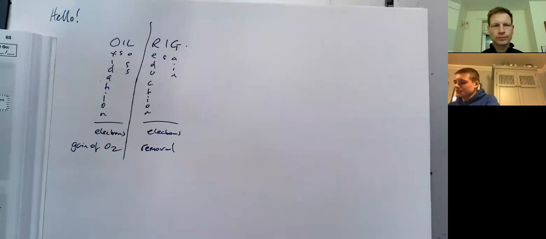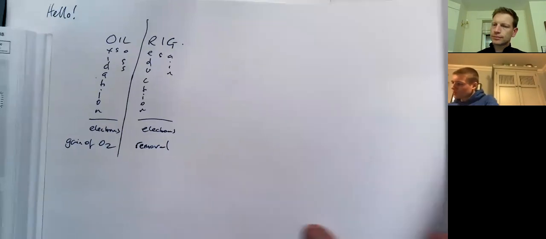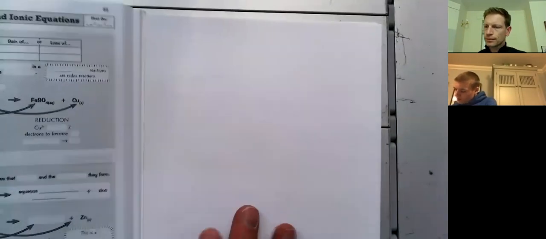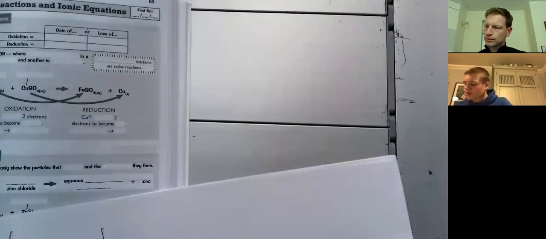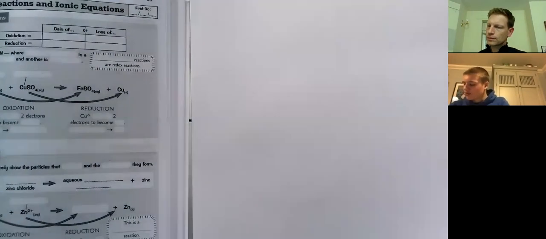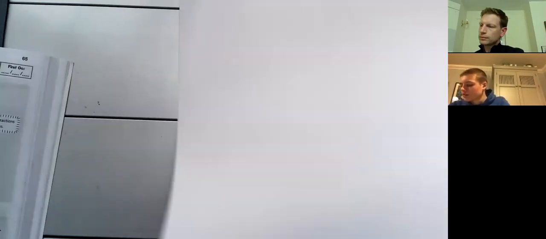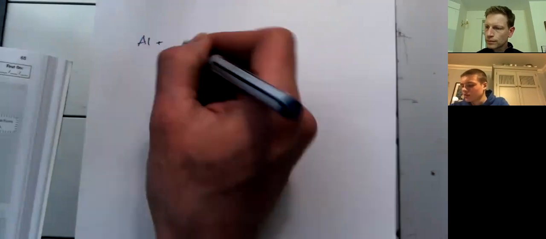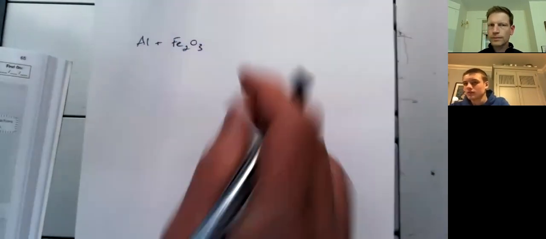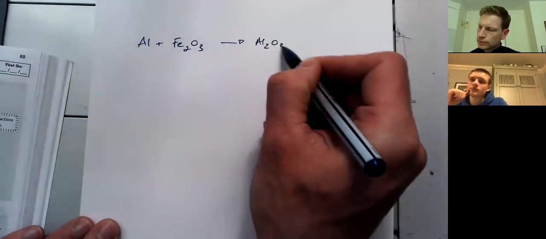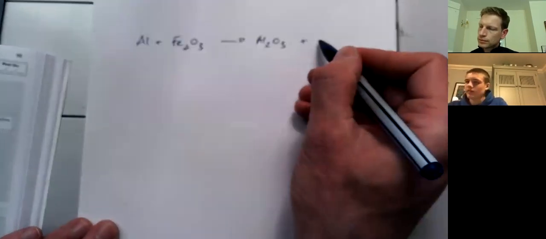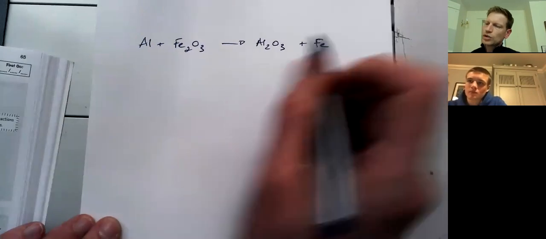We've done, as an example, in the half equation, oh no, the full equation, Al plus Fe2O3 is Al2O3 plus Fe. Okay. So do you know what the name of that reaction is?